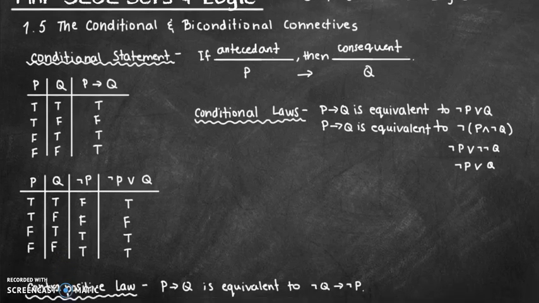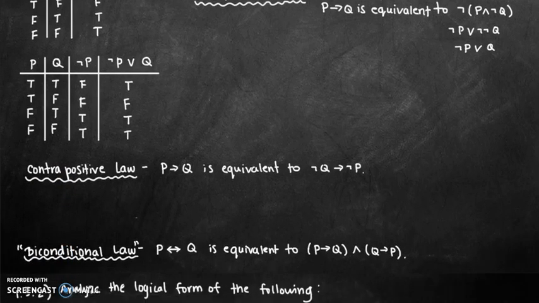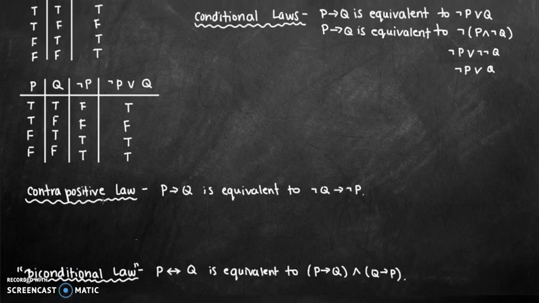Now we're going to look at a couple more related laws, which are the contrapositive law and the biconditional law. So the contrapositive law states that if P then Q is equivalent to not Q, then not P. So as our conditional law states above, if P then Q is equivalent to not P or Q. So now I'm going to try and see if I can turn this on the right side to a similar form on the left side.